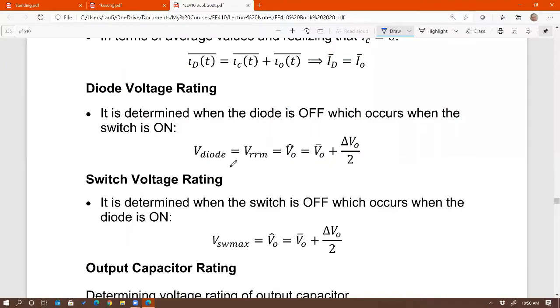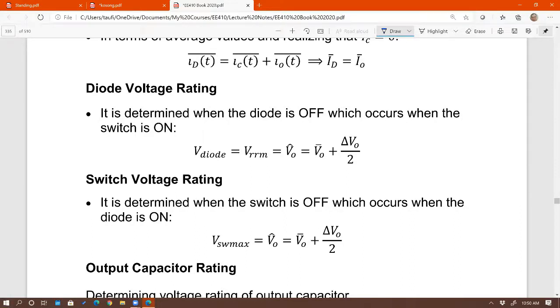Voltage rating. So now I'm done with the current rating of the switch and the diode. Now, how about the voltage rating of the diode and the switch? That should be easy, right? The voltage rating occurs when the switch is open. Same thing with the diode. The diode voltage is going to be calculated when the diode is open, right?